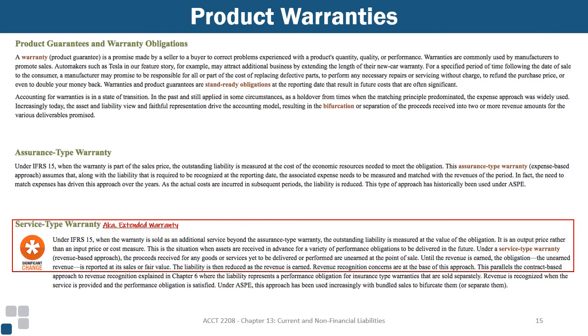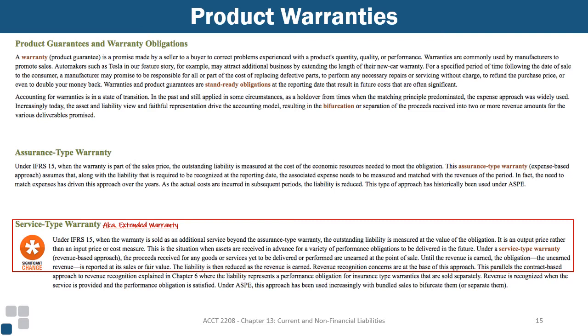The other type of warranty is called a service type warranty, which is also known as an extended warranty. So if you go buy a car, or if you go to Best Buy and you buy a TV, and the salesperson there puts the fear of God in you to buy the extended warranty because your TV is going to fall off the wall or your pipes are going to burst and your TV will get destroyed. So basically it's an additional service beyond the assurance type warranty, and it's treated in a different way.